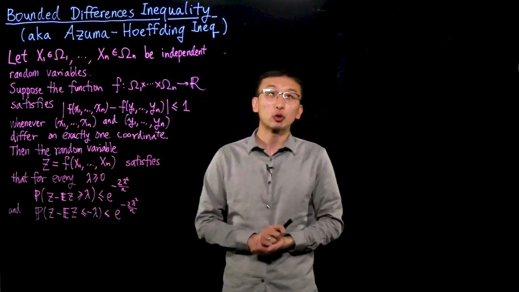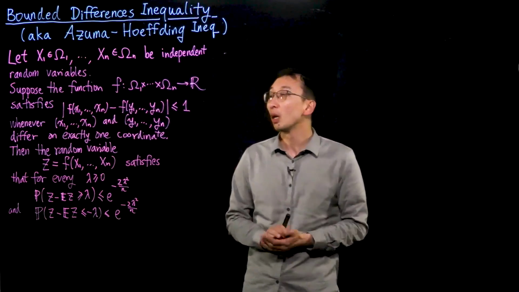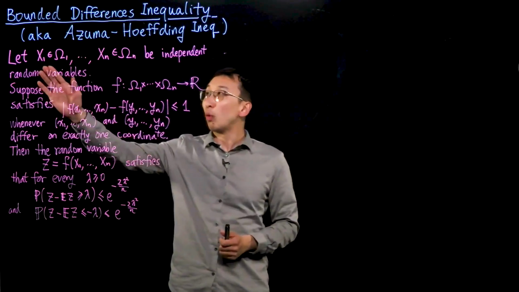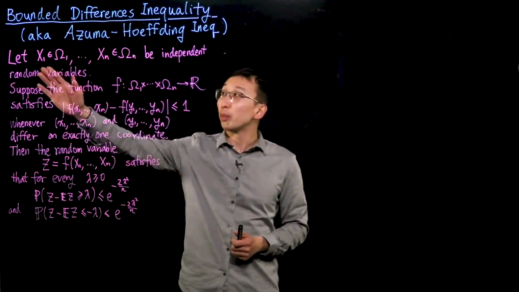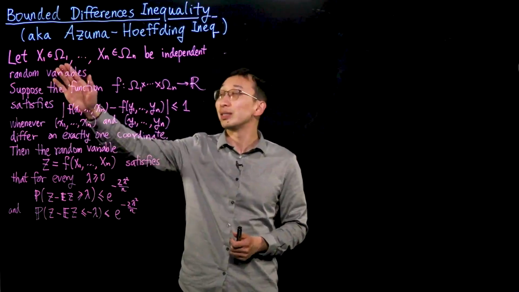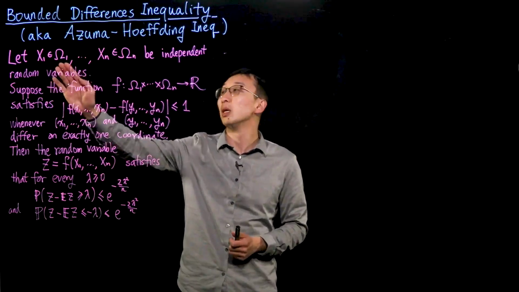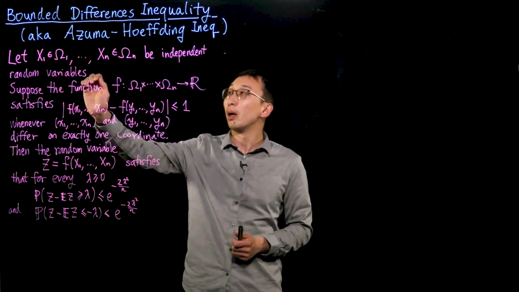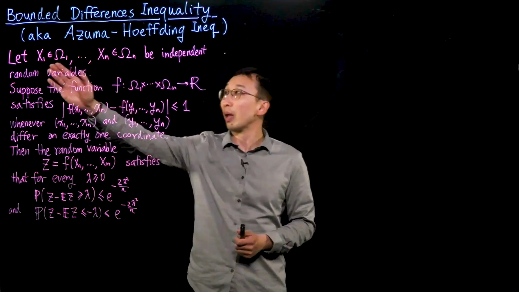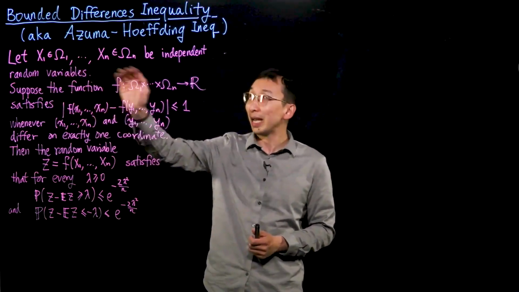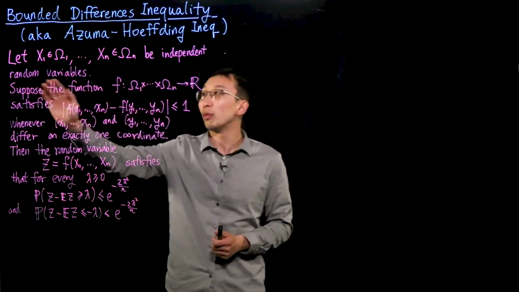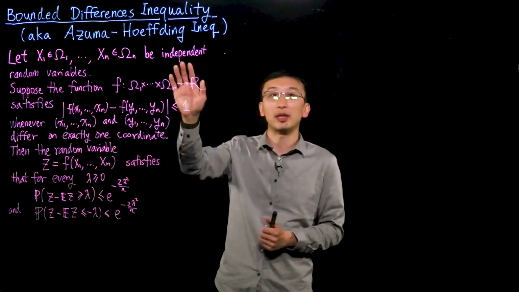Let's look at the actual statement of this theorem. We have x1, a random variable taking values in the probability space omega 1, and so on, x1, x2 to xn. So these are independent random variables, and it's very important that they're independent.